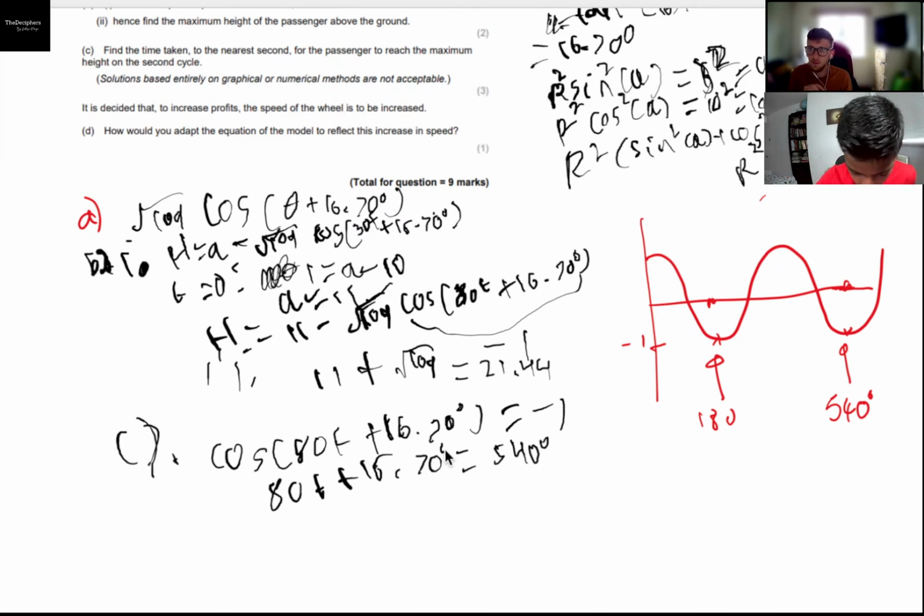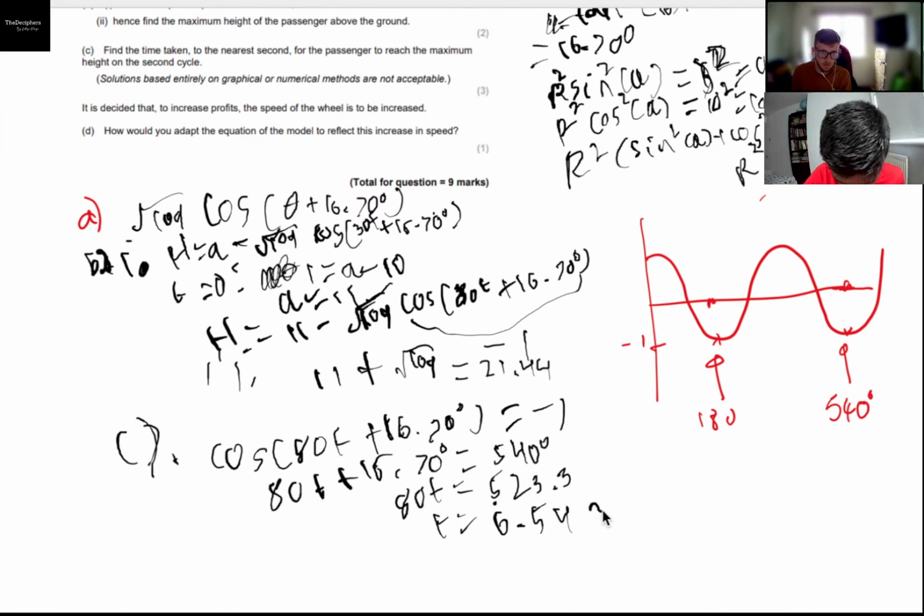Yep. Then ωt is 540 minus 16.7. That is 523.3. T is 6.54. And wait, is it? To the nearest second, that's just 7. Wait, T is 6.54, which is approximately 7.